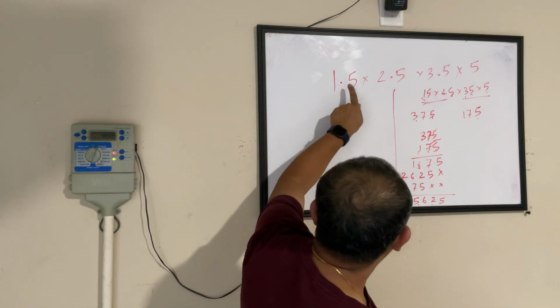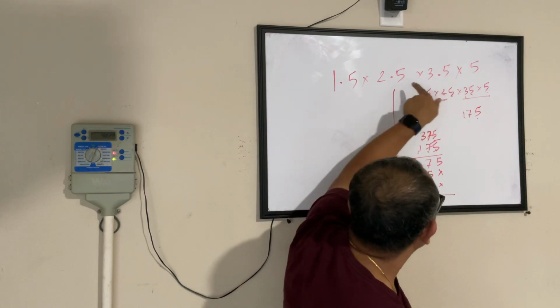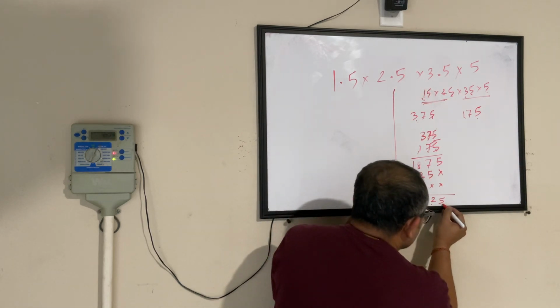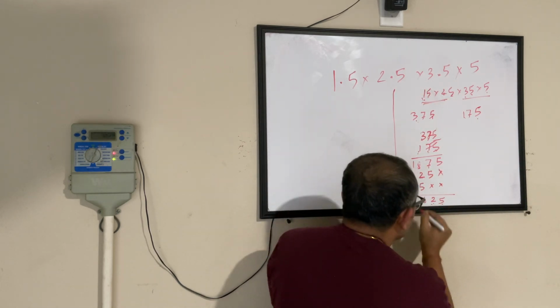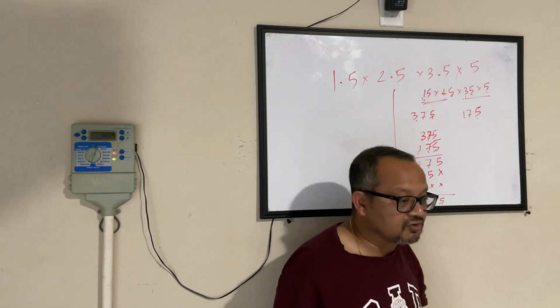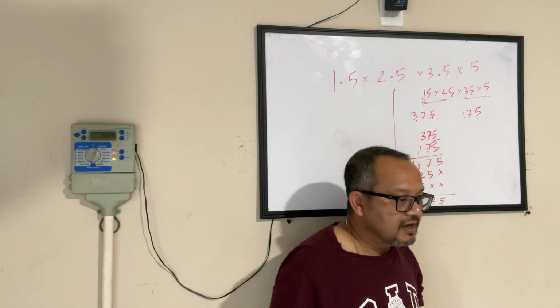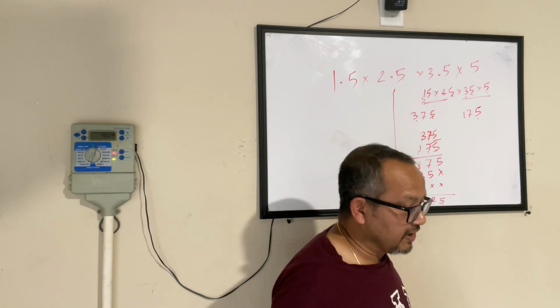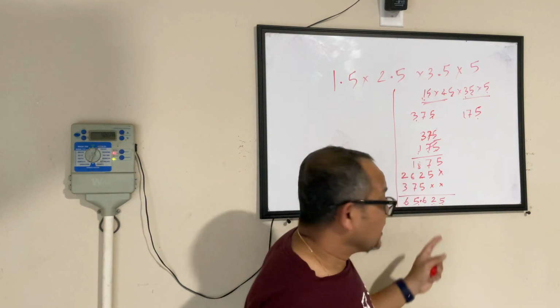Now how many digits do I have after the decimal? 1, 2 and 3 digits. So I will move 3 places. 1, 2 and 3, I'll put the decimal here. My answer will be 65.625. Okay.